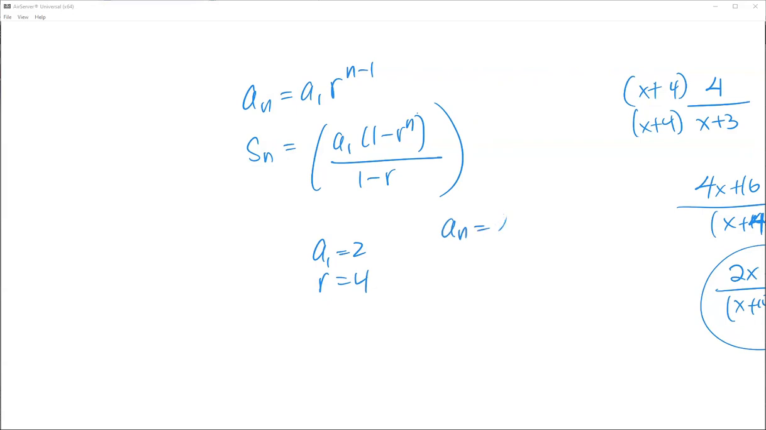2, and then 4 to the n minus 1 power. And make sure you're not multiplying these out. Remember, there's an exponent here, so you can't multiply the 2 and the 4. Okay, it's tempting. All right, so that's the formula.